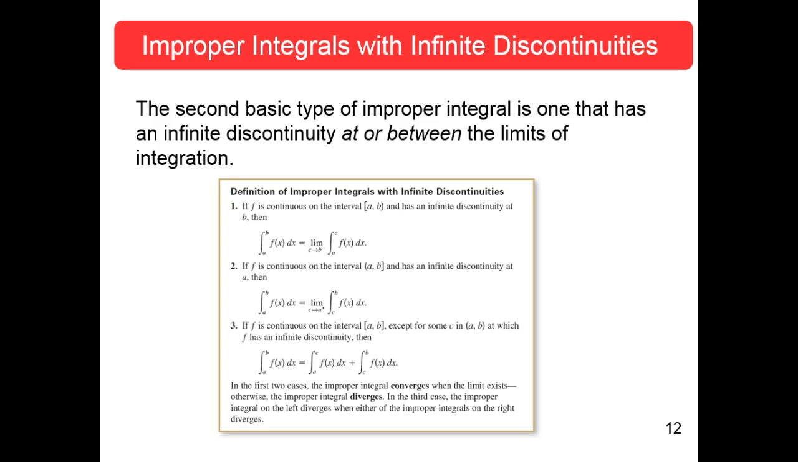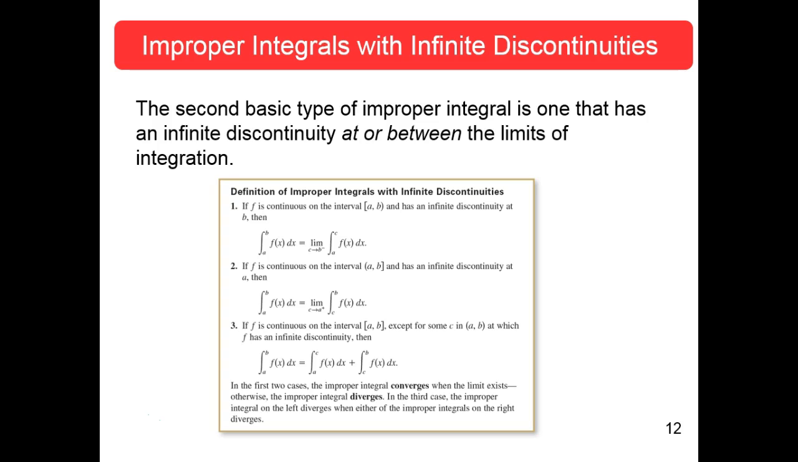If f is continuous on the interval a to b, this time a is not included, b is included, and f has an infinite discontinuity at a, then the integral from a to b of f of x dx is defined as the limit as c approaches a from the positive side. You're coming in from this side, and do the limit of the integral from c to b of f of x dx. See if you can evaluate that one, and then take the limit as c approaches a from the right.